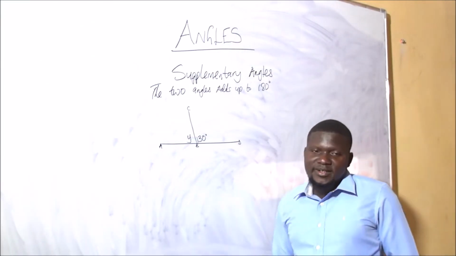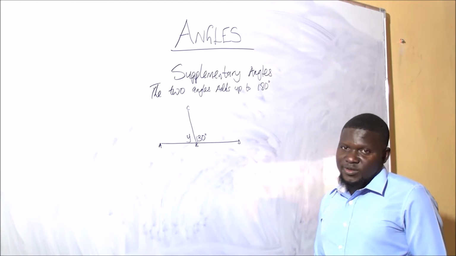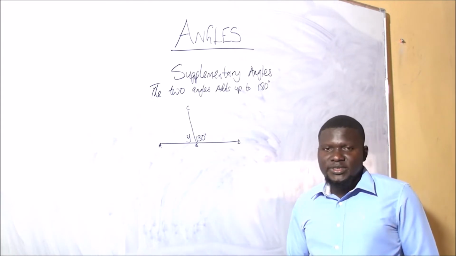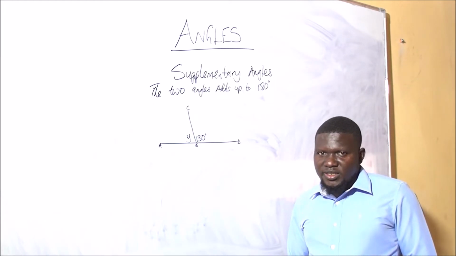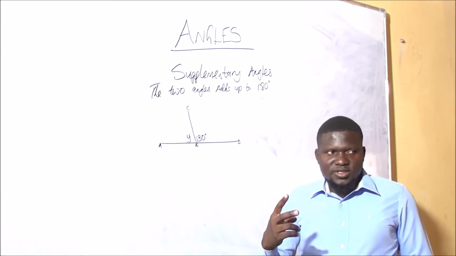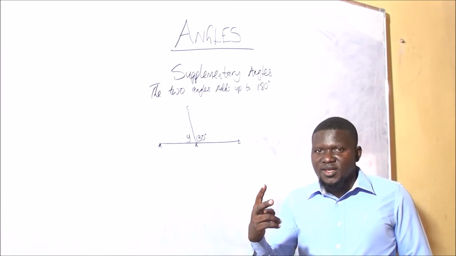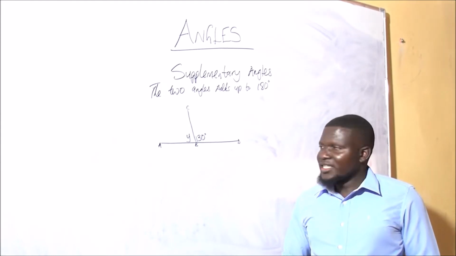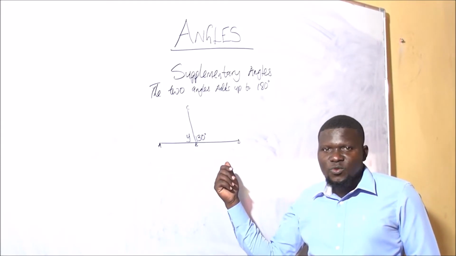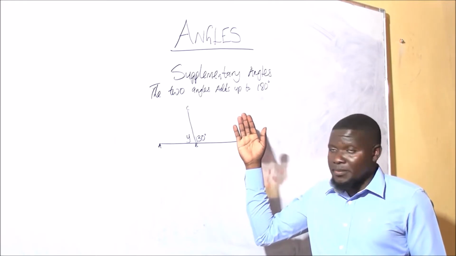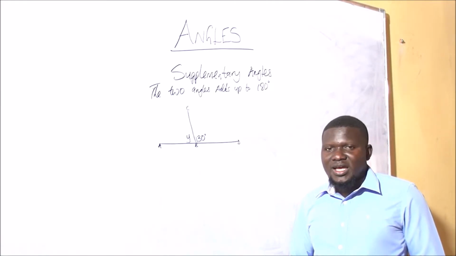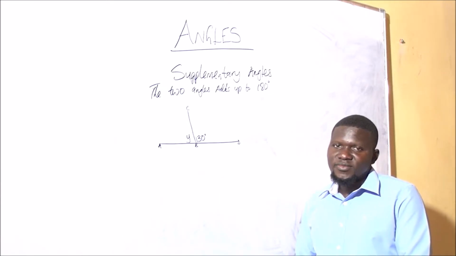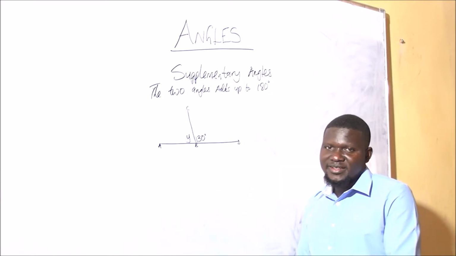So now let's look at supplementary angles. We've been talking about complementary, now let's talk about supplementary angles. Supplementary angles are two angles that, when you add them together, give you 180 degrees. We say that a straight line angle, which is 180 degrees, and supplementary angles are similar, or you can say they are one and the same, because they add up to 180 degrees.